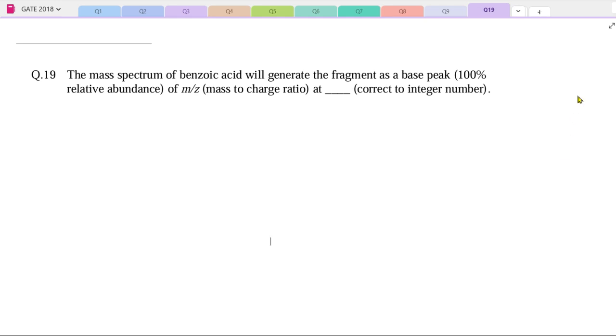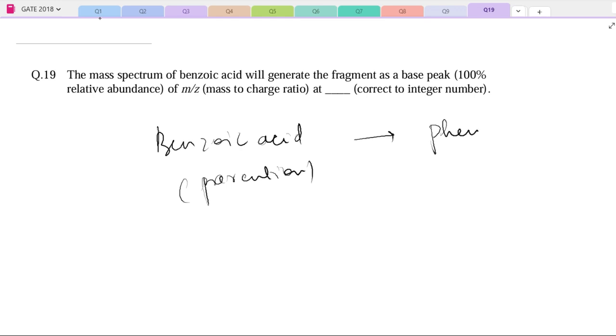Moving on to the next question. The mass spectrum of benzoic acid will generate the fragment as a base peak, that is the fragment with 100% relative abundance, at which m/z ratio? Here, this is a fact that you would need to know: benzoic acid is the parent ion, or the precursor ion, before being broken down into product ions, and the most stable product ion is the phenoxide ion because it is resonance stabilized.